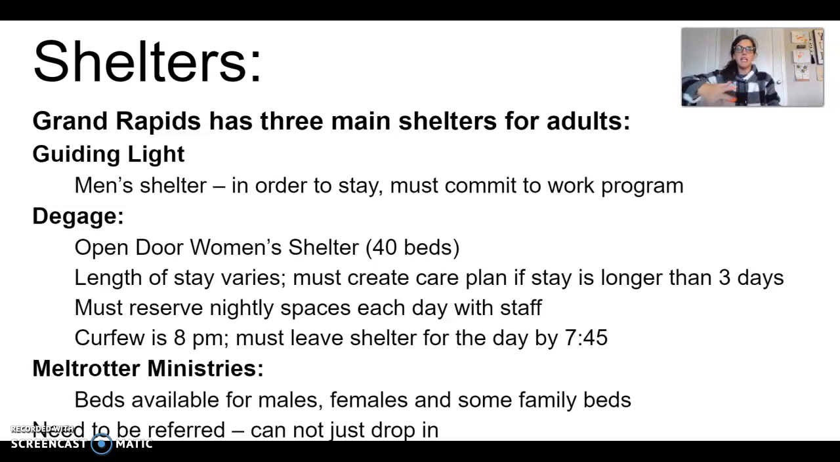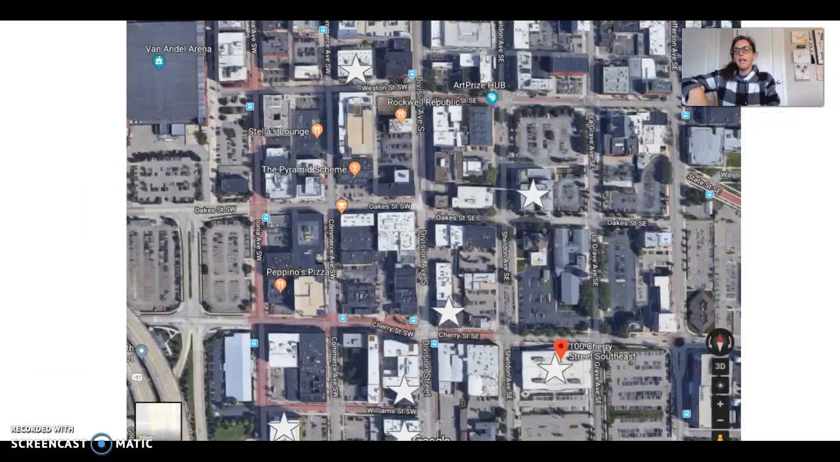It might sound good, but thinking about the clients that we might potentially serve in the future, these are things they have to navigate within their physical environment. I threw up on here a map of downtown. Division is kind of the main street in downtown Grand Rapids for services for individuals who are homeless or low income. I put stars on here. Here's Division, here's Dégagé, here's Guiding Light, here's Mel Trotter. So here are the 3 homeless shelters in Grand Rapids.